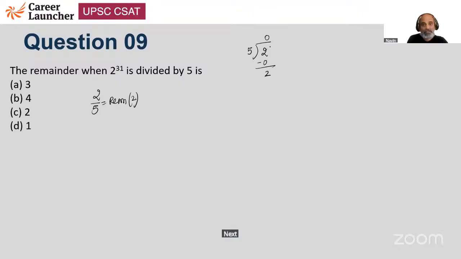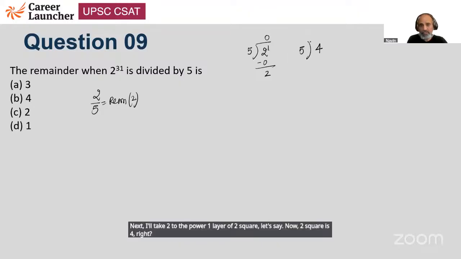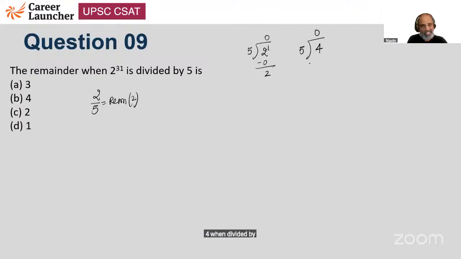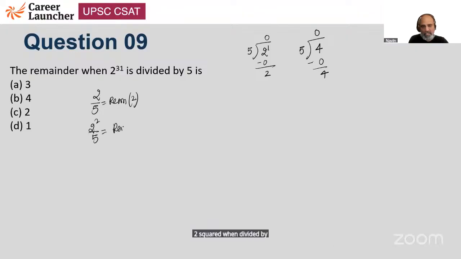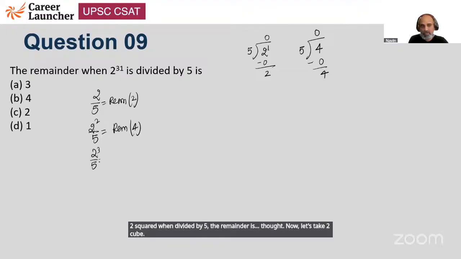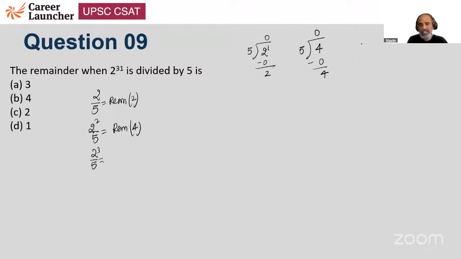Next, I took 2 to the power 1, now let's take 2 square. Now 2 square is 4, right? 4 when divided by 5, obviously it is less, so the remainder will be 4 itself. 2 square when divided by 5, the remainder is 4. Now let's take 2 cube. 2 cube is 8. 8 when divided by 5 it will go once and the remainder is 3. So we will say remainder is 3.